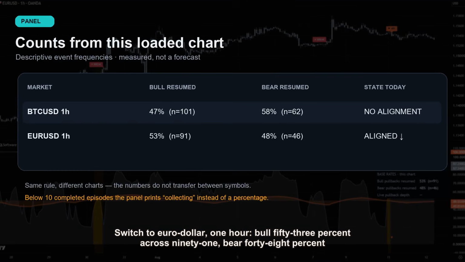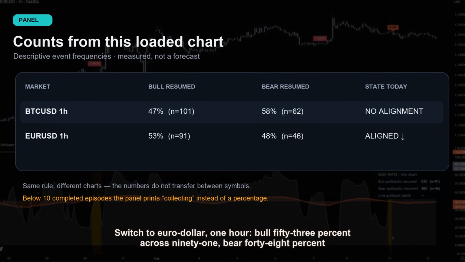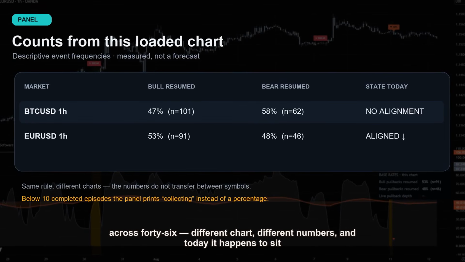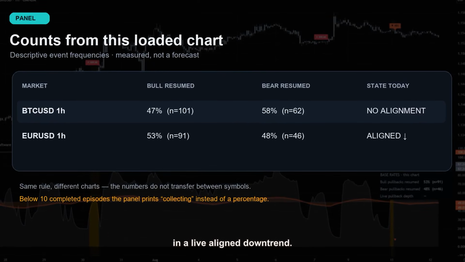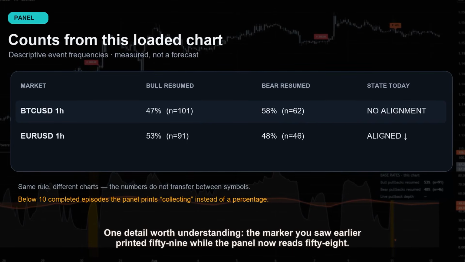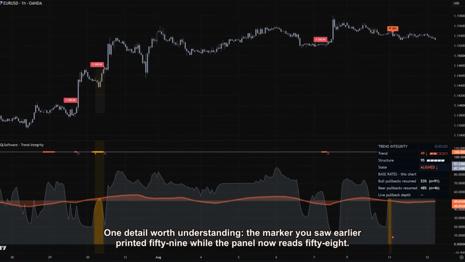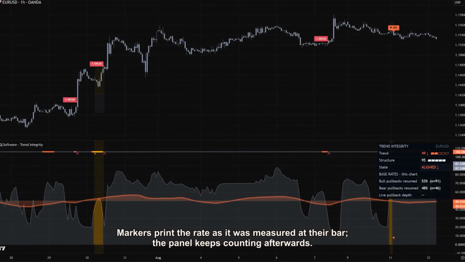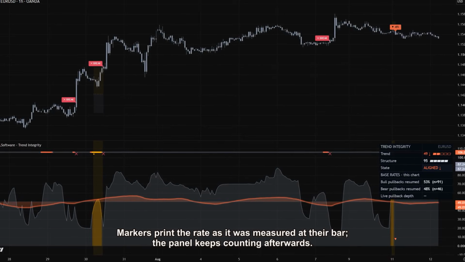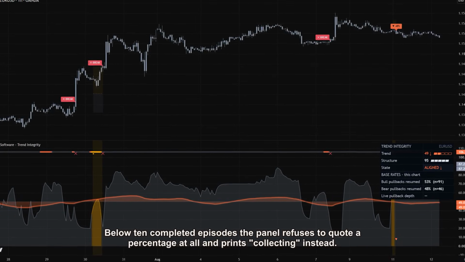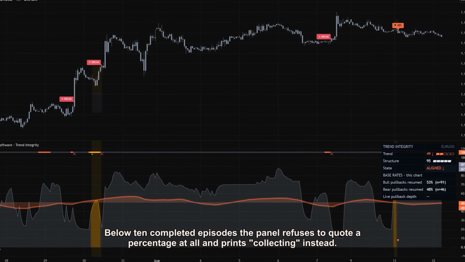Switch to EURUSD, 1 hour. Bull 53% across 91. Bear 48% across 46. Different chart, different numbers, and today it happens to sit in a live aligned downtrend. One detail worth understanding. The marker you saw earlier printed 59, while the panel now reads 58. Markers print the rate as it was measured at their bar. The panel keeps counting afterwards. Below 10 completed episodes, the panel refuses to quote a percentage at all and prints collecting instead.